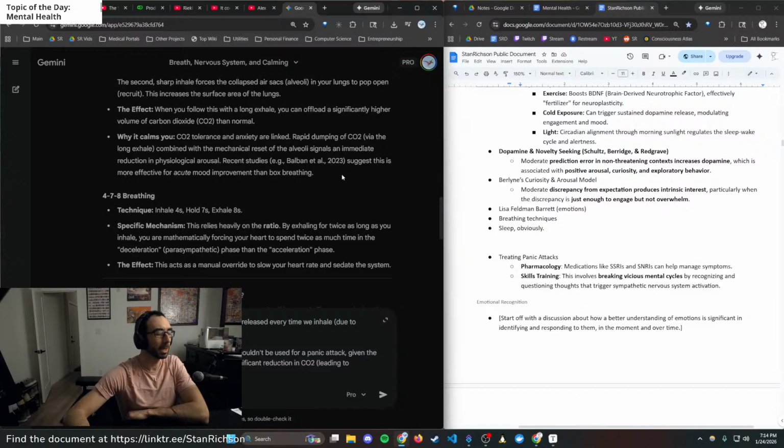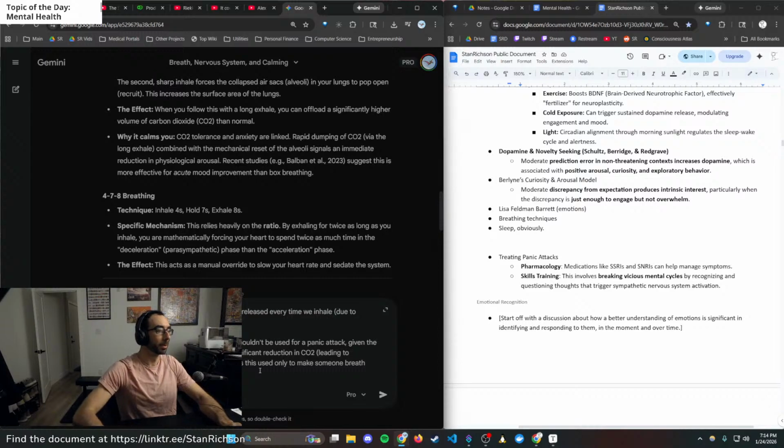Okay, what Dr. K was actually saying might not have been that you're losing CO2, so you want to get more. It was literally, here's a mechanism that forces you to just breathe more slowly. Or is this used only to make someone breathe more slowly? Okay, that could be why.